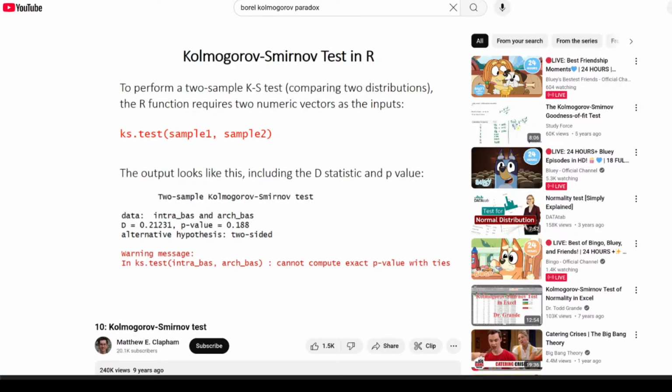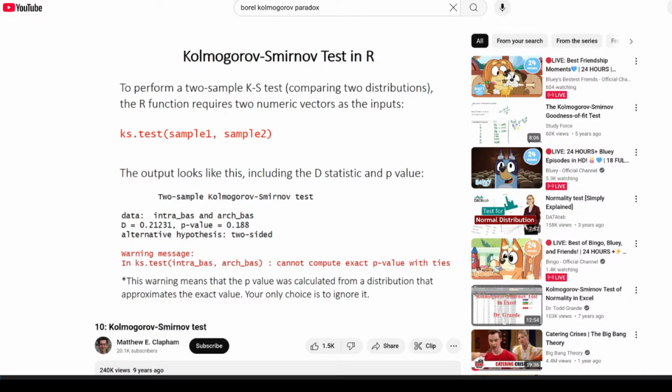If one of the data sets has the value 12 three times, that's a tie. So in this case, R can't compute the exact p-value, so it just estimates the p-value from a distribution that approximates the true null expectation. There's not much you can do about this. I mean, your data is what the data is. So you pretty much just have to ignore the warning.